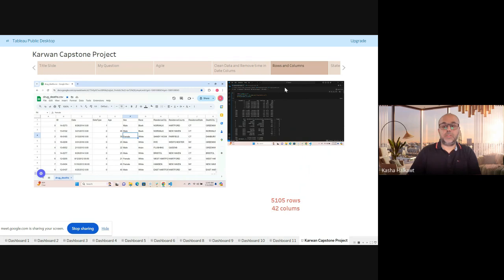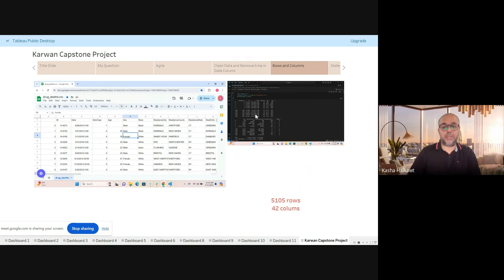Next slide is rows and columns. I have 51,05 rows and 41 columns. This is my data set in Google Sheet here, as you can see in Python. This code snippet imports the pandas library, reads a CSV file into a data frame and prints the data frame to display the content of the CSV file.